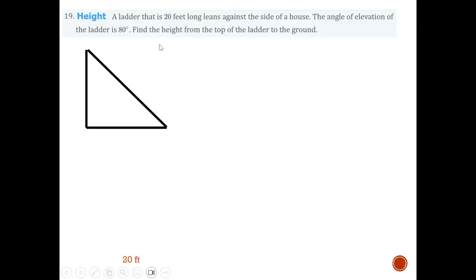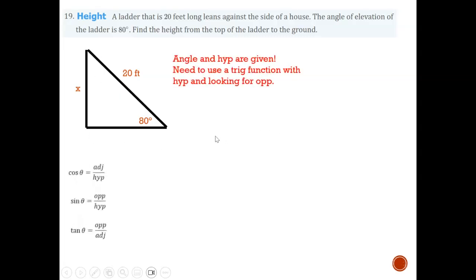Let's put everything that's given. The ladder is 20 feet. The angle of elevation is 80 degrees, and we're looking for the height at the top of the ladder. So we're looking for this part here. Right, we're looking for x, the height from the top of the ladder to the ground. So what do we use? Okay, we have to use something that has opposite.